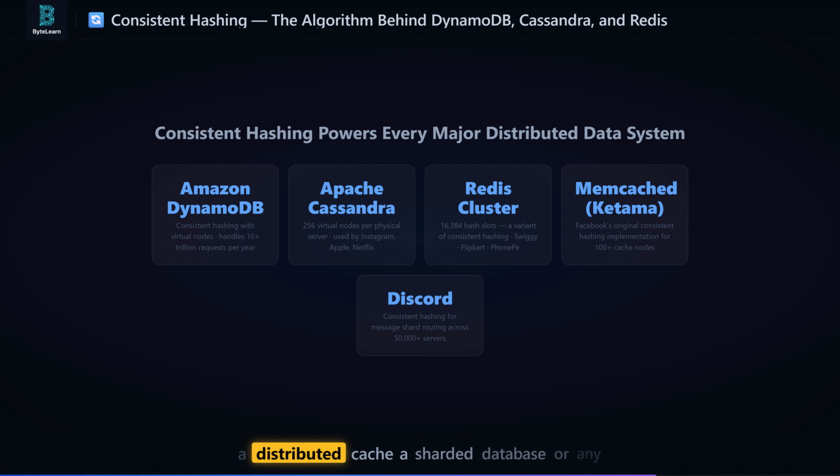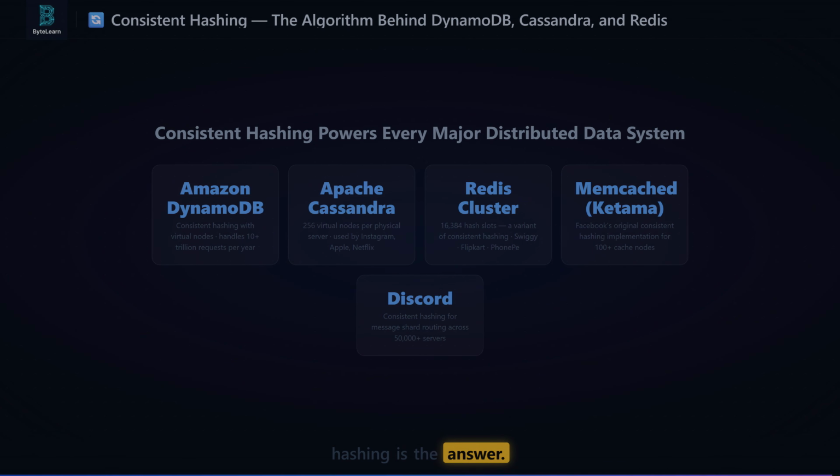If you are designing a distributed cache, a sharded database, or any system where data lives across multiple nodes, consistent hashing is the answer. We start with a quick recap of why modulo hashing fails at scale. You saw this at the end of episode 5. Then we build the consistent hashing ring from scratch. Hash space, server placement, key routing.